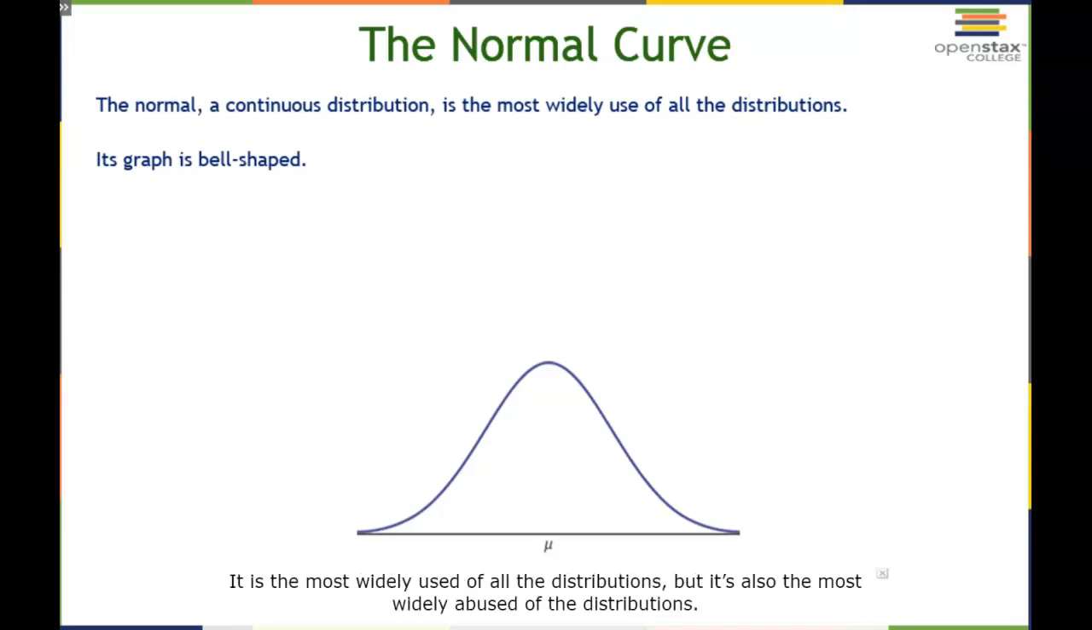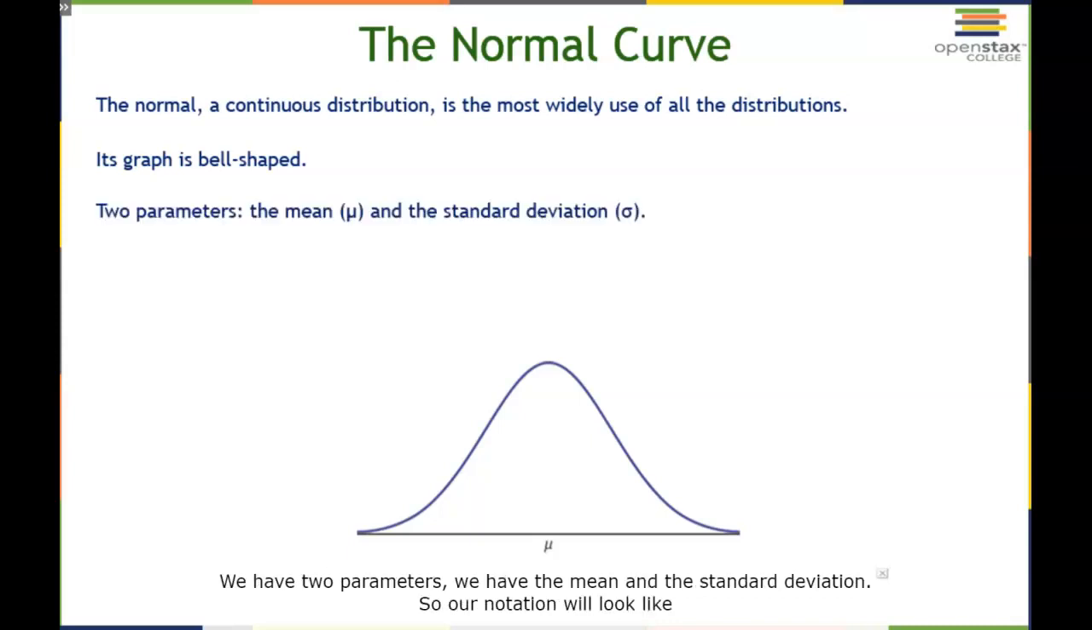It is the most widely used of all the distributions, but it's also the most widely abused. A lot can go wrong very quickly with the normal curve. It can also be applied incorrectly. We have two parameters: the mean and the standard deviation. So our notation will look like x tilde N with our parameters of mean and standard deviation, mu and sigma.